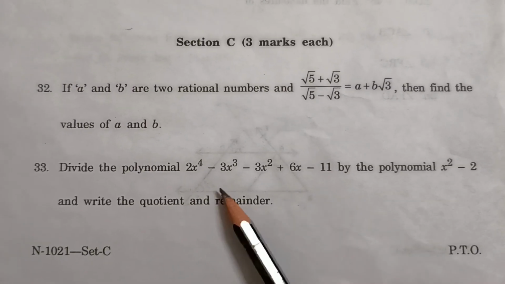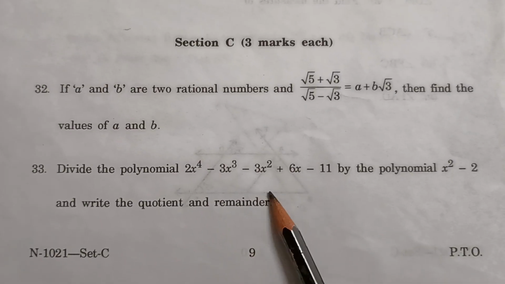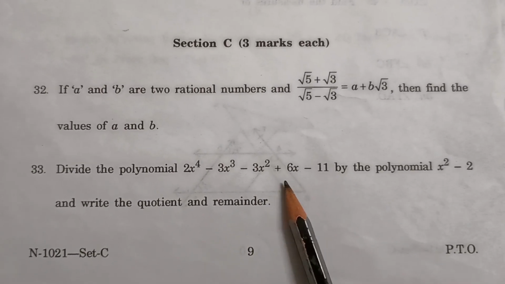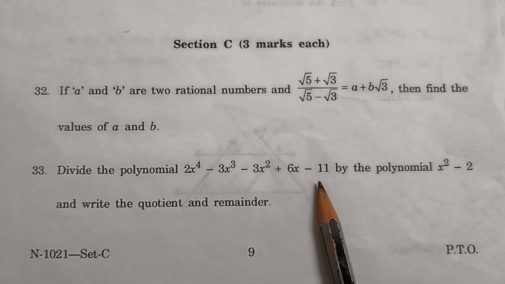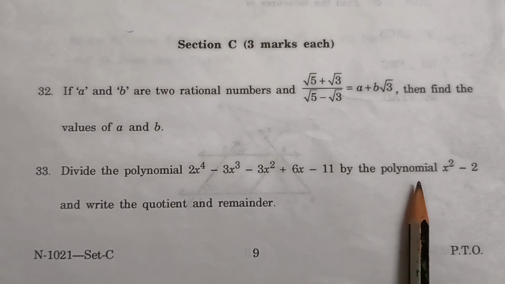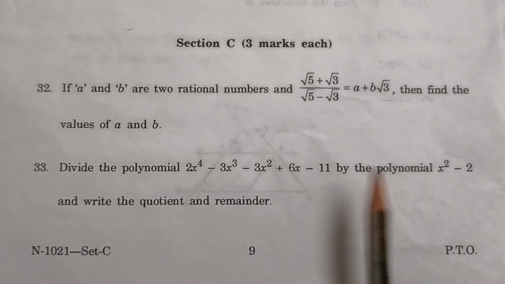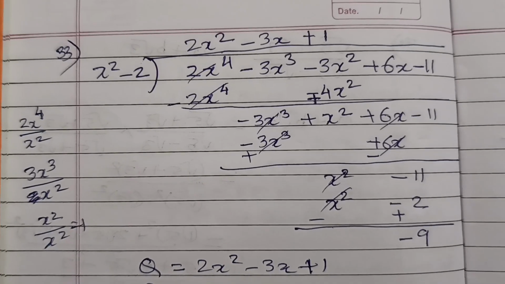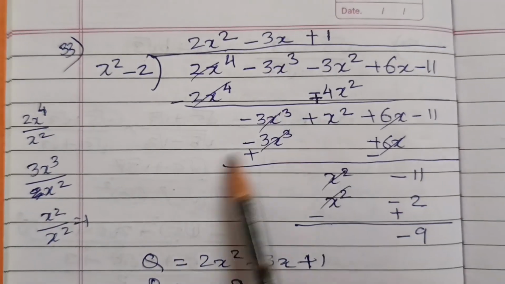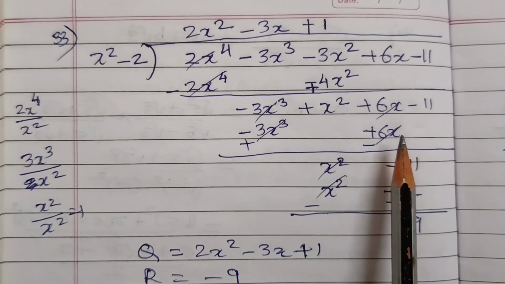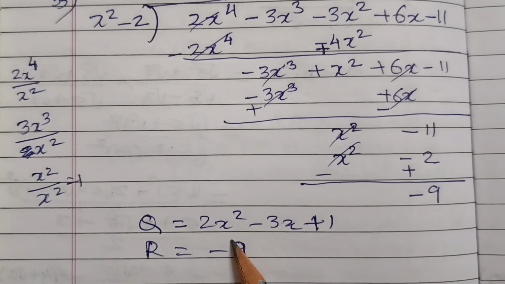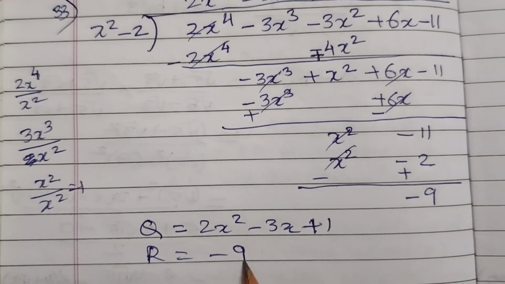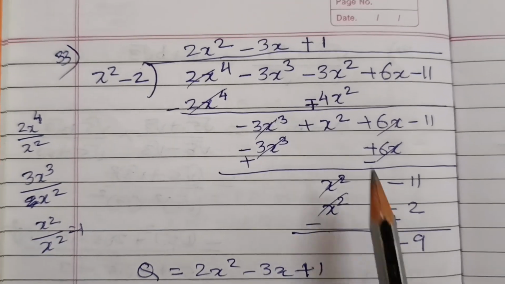Question number 33. Divide the polynomial 2x raised to 4 minus 3x cube minus 3x square plus 6x minus 11 by the polynomial x square minus 2 and write the quotient and remainder. This I have solved here using the long division method, and here I am getting the quotient as 2x square minus 3x plus 1 and the remainder is minus 9.